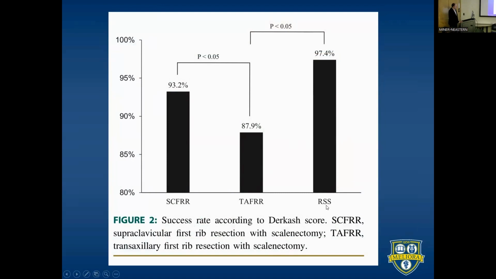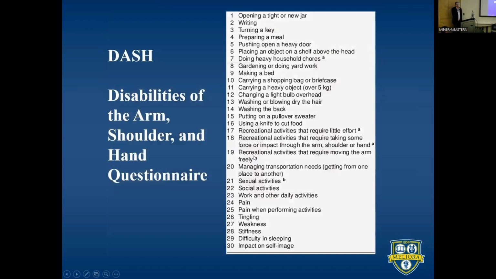So for the rib sparing supraclavicular approach, 97% of people got better. And this is using PRO. For the transaxillary first rib resection, it's still pretty good. It's approaching 90, but not quite as good as the rib sparing. And this was a meta-analysis, and so it's hard to know, is this surgical technique? It's not prospective or randomized, and so you gotta take it with a grain of salt.